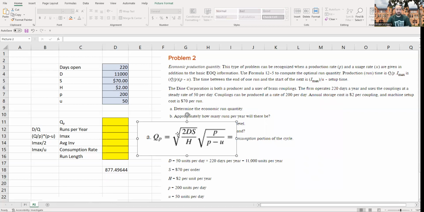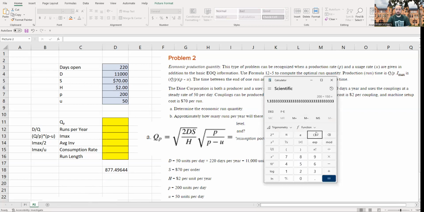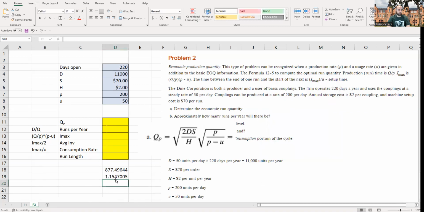And of course, I need to find the square root of this times the square root of this. I didn't find the square root of this. I only found 200 divided by 200 minus 150 minus 50. So 200 divided by 150 is 1.33 repeating. Now I need to press my square root button. 1.1547. I'm just going to go out to that many spaces and paste it here.